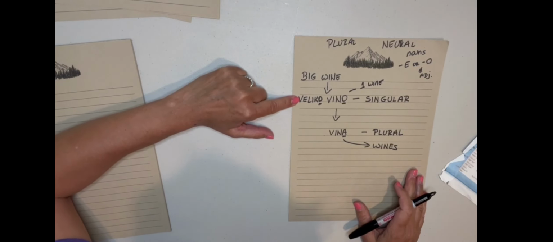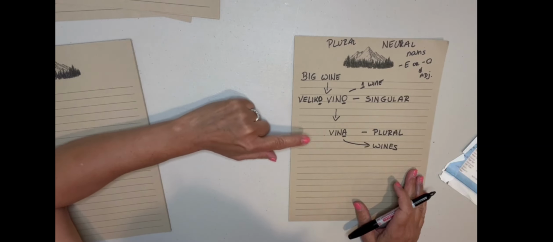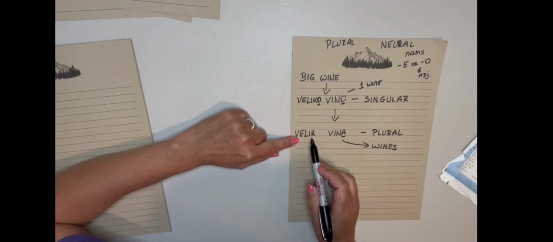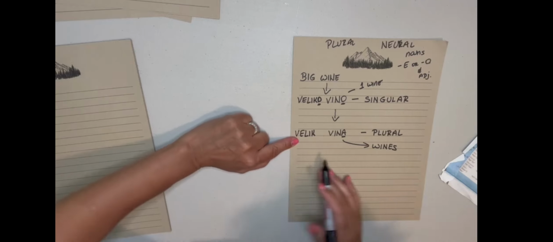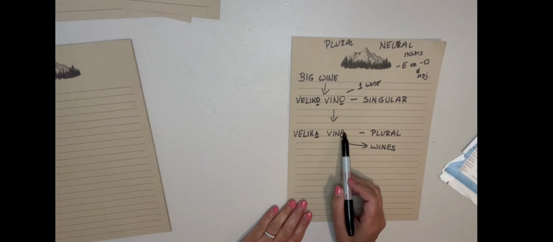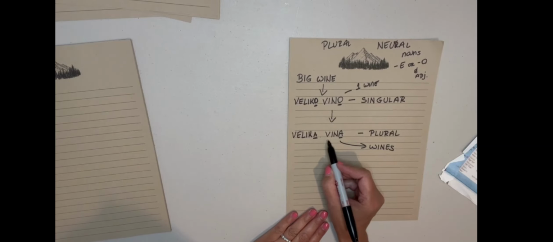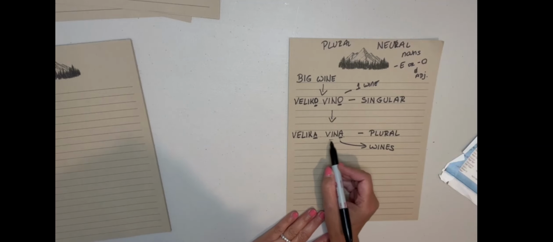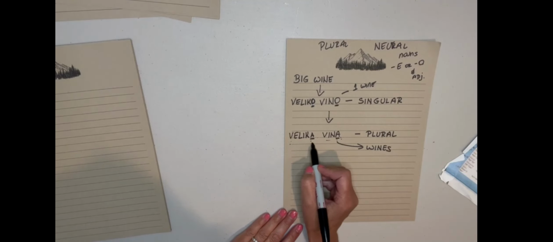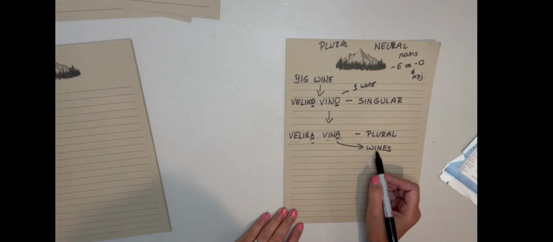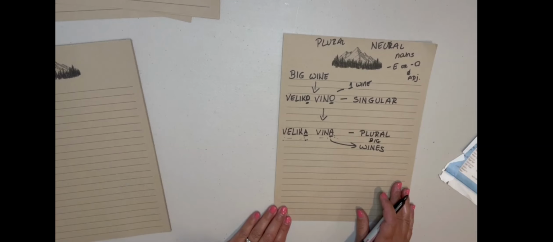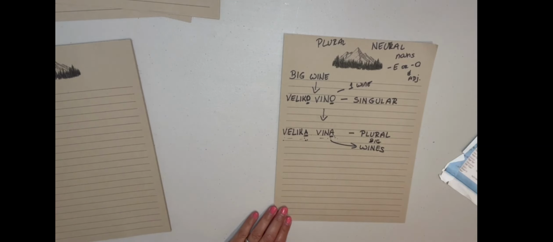Now, let's look at my adjective. To make my adjective neutral and to make it plural, remember, I'm going to have velik. And what I need to do is it needs to match this. So it's going to be velika. So my adjective is going to change to reflect my neutral plural noun. This is my neutral plural adjective. Velika vina. So this is wines, my big wines. I know this is kind of a different way of thinking.